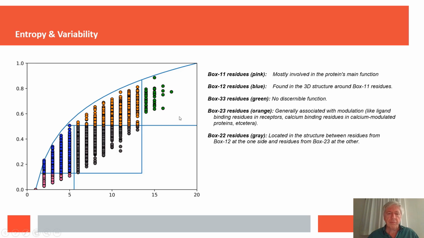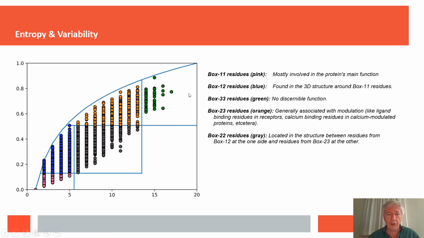In this plot, Gert, after studying almost 1,000 articles related to 5 proteins that in those days were the best studied from the whole PDB, realized that certain areas are associated with a certain function. The bottom left, what he called box 1,1, it's pink in this plot, that's normally active site residues. And then with the same variability but higher entropy, in blue, we find the box 1,2, and those tend to be around the box 1,1 residues. They tend to provide support for the active site.